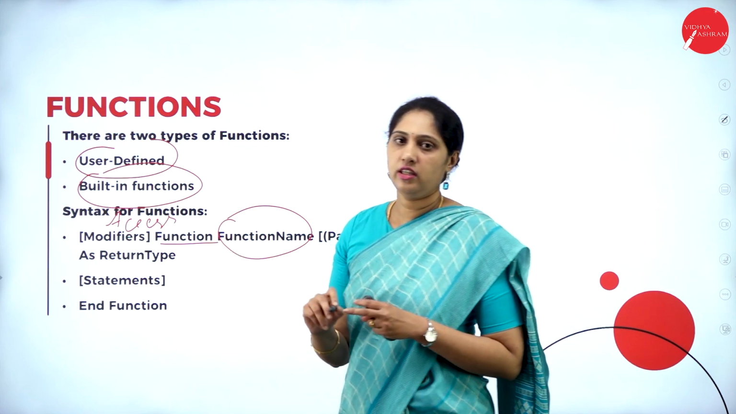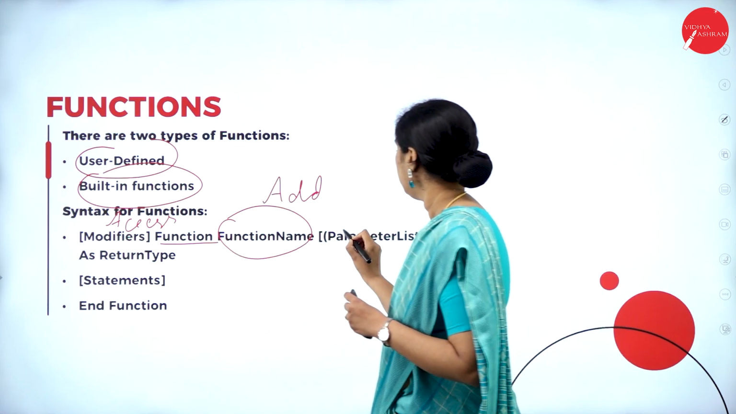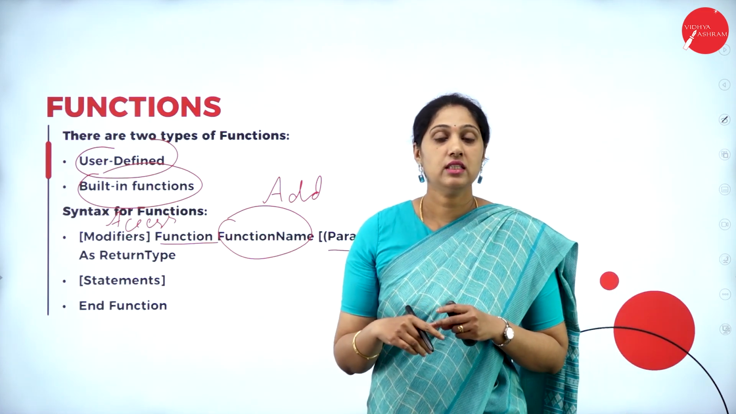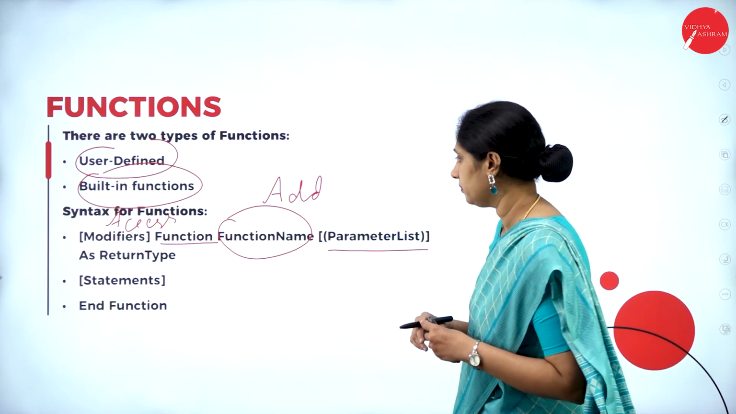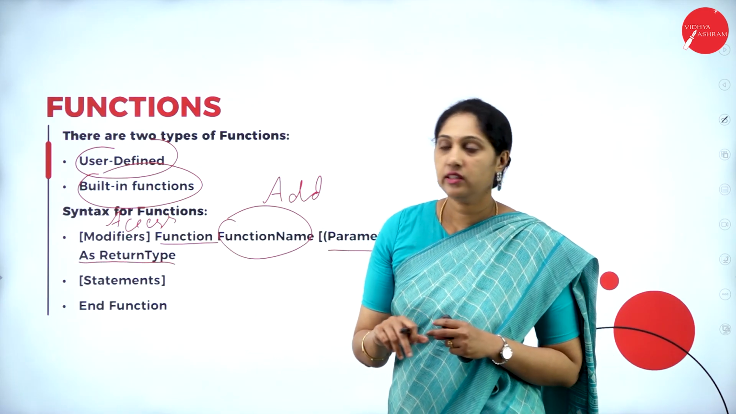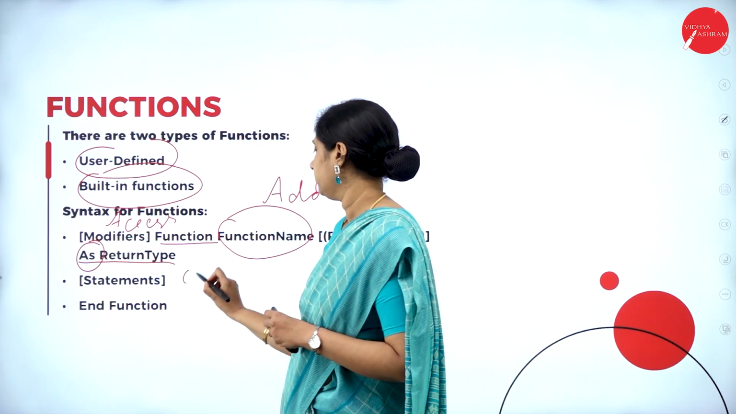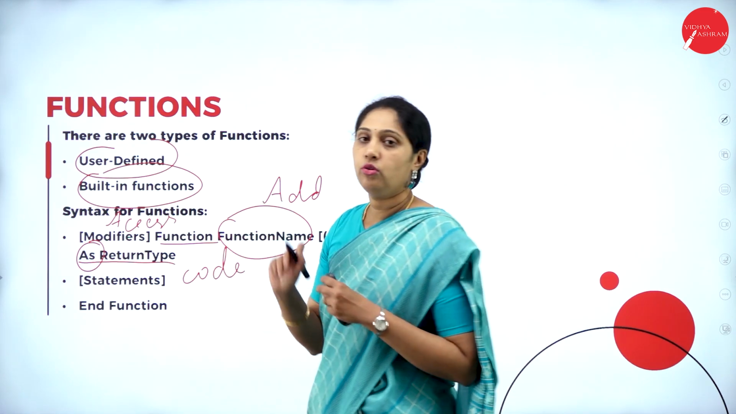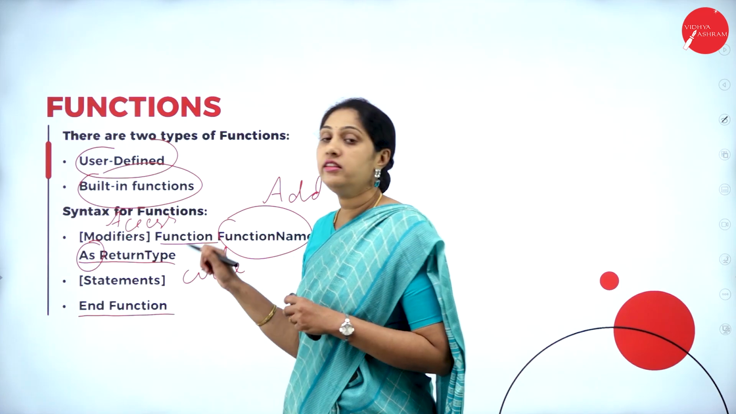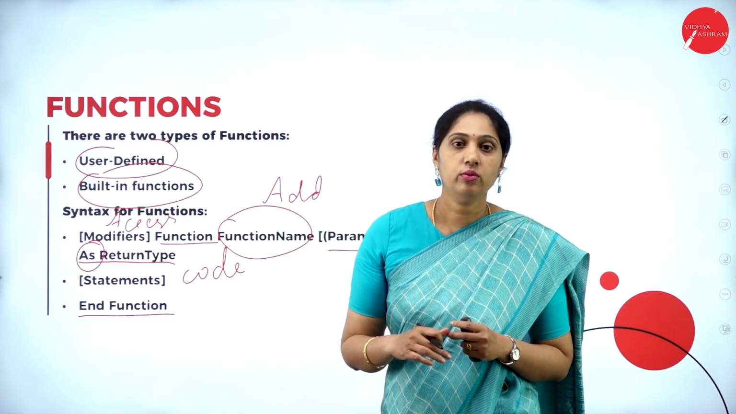Next, it's the function name. Suppose I say add. These are the parameters. What is the other term for parameters? It is arguments. Next, we say as return type. Because it is VB.NET, we use this keyword. Then this is the code. If I want to write some code, I will write inside this, and last we end the function. Instead of closing the flower bracket, we use the word end.